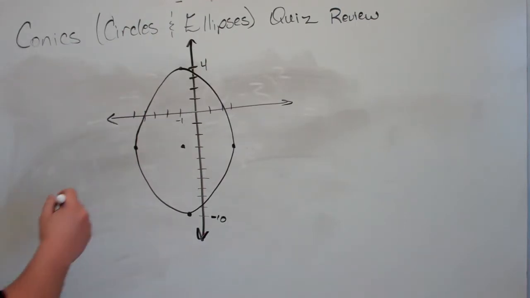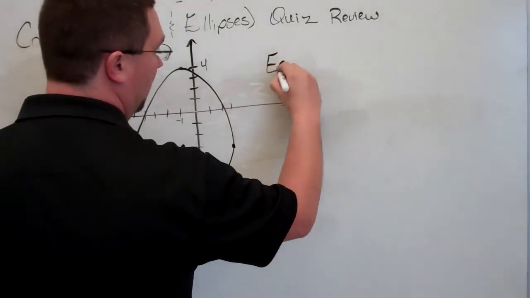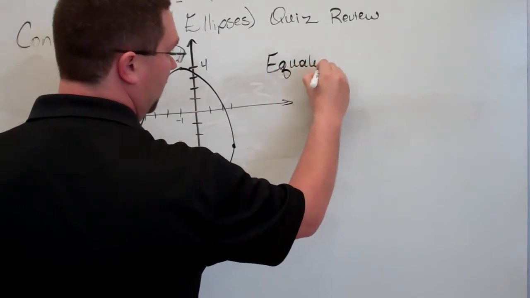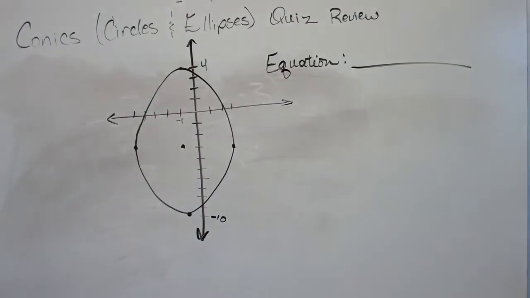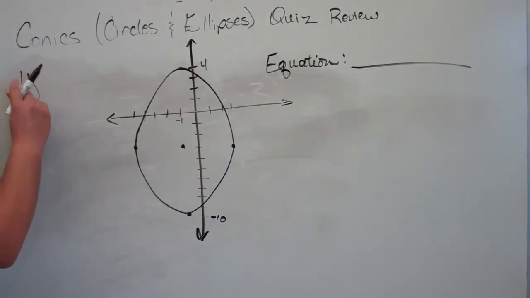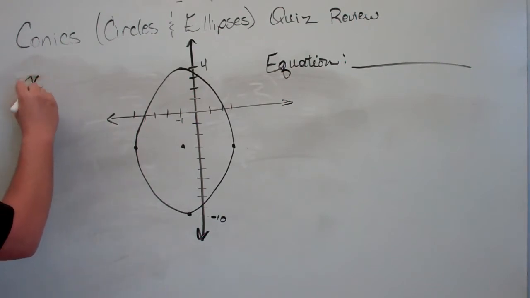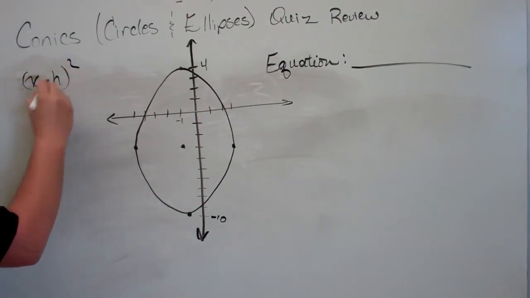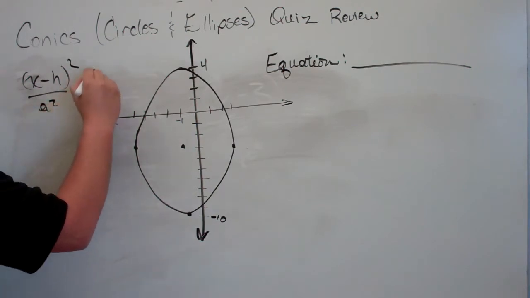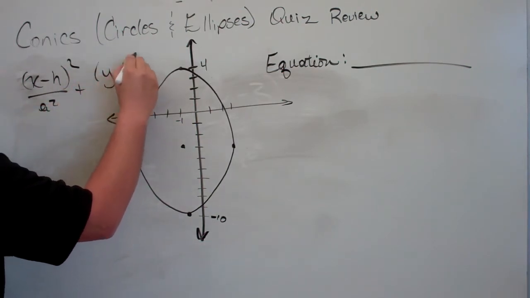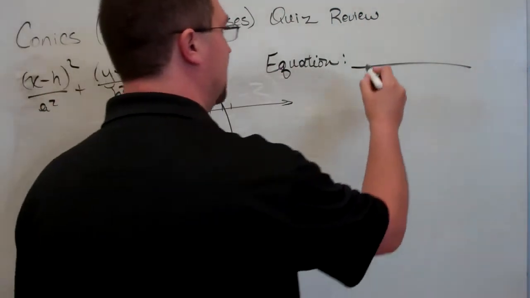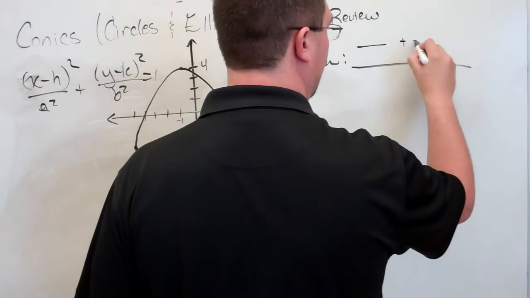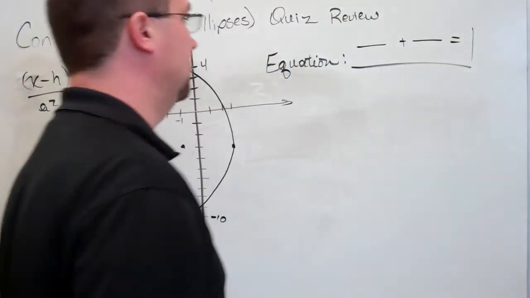So, we want the equation, or I do. Want the equation for that ellipse. So, we know that the equation is x minus h squared over a squared plus y minus k squared over b squared equals 1. So, let's go ahead and set it up. We have our fraction plus a fraction equals 1.